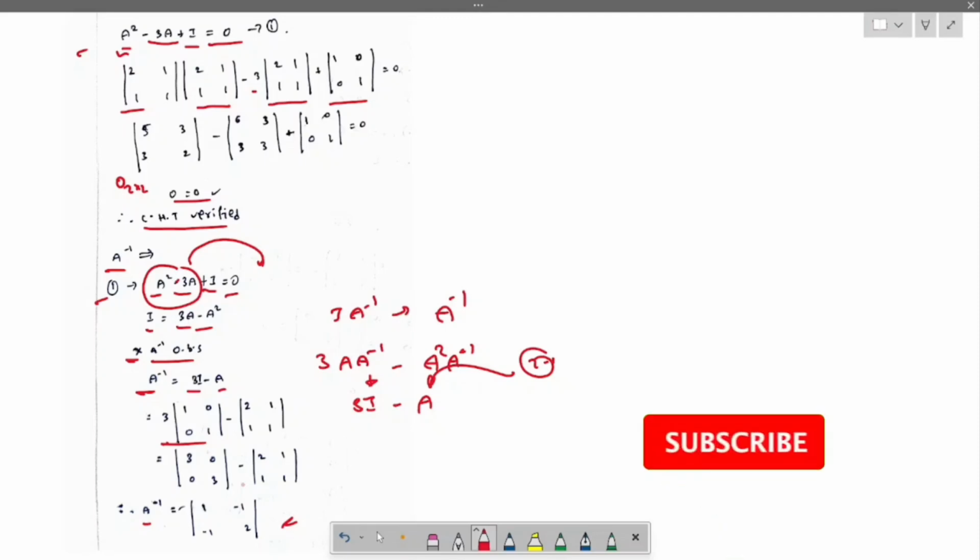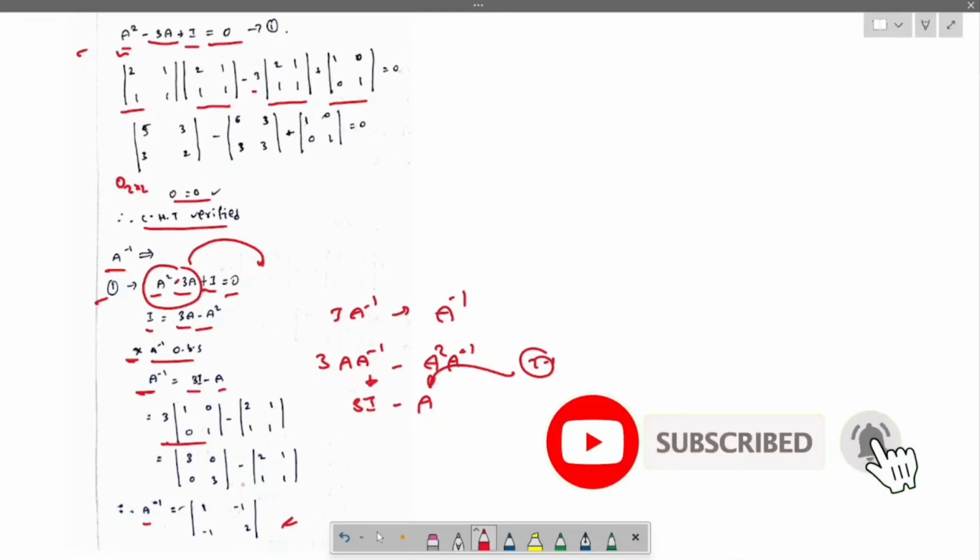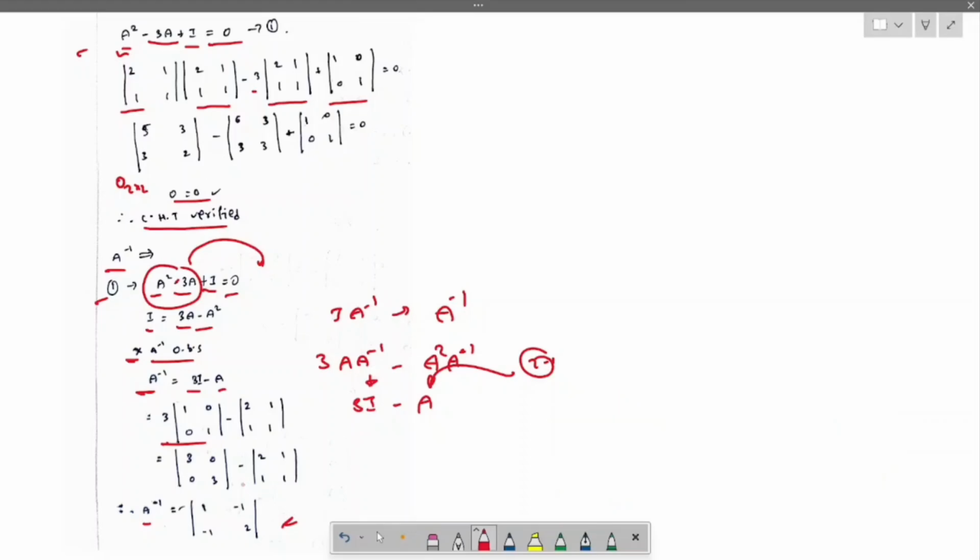I hope you got the idea on this Cayley Hamilton theorem, how we verify it, and after verification, how we are going to find A power n and A inverse.